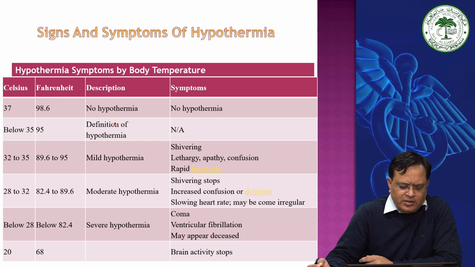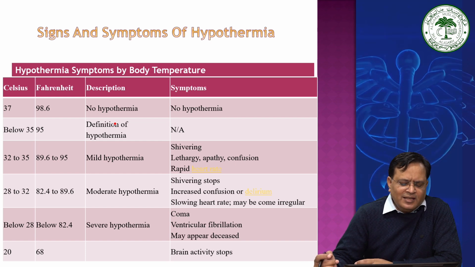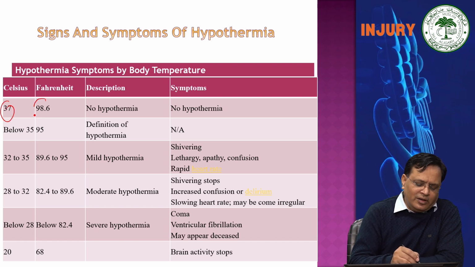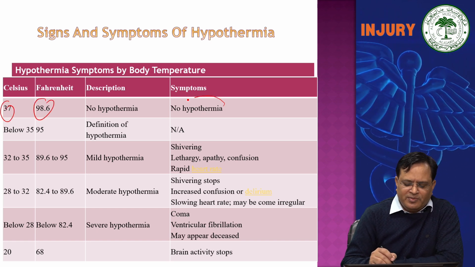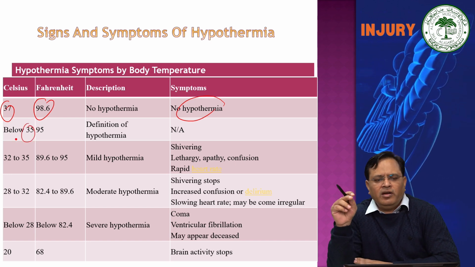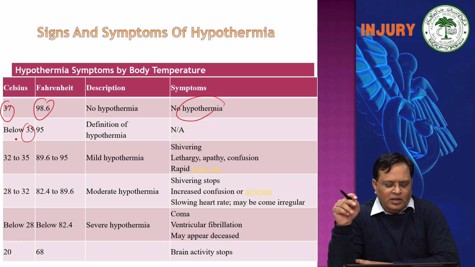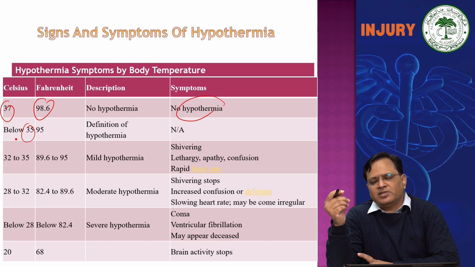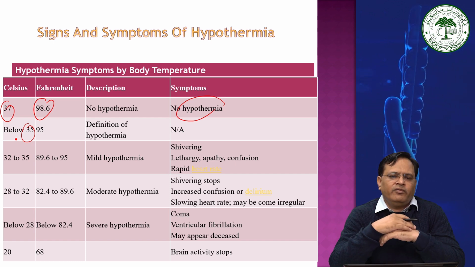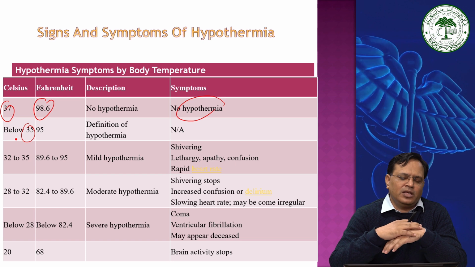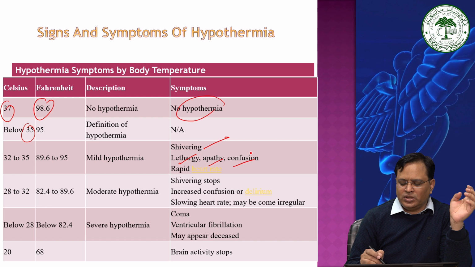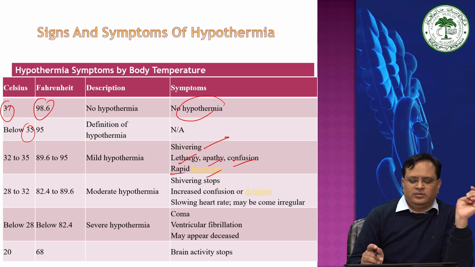There are different conditions which we will be discussing, the signs and symptoms of hypothermia. If it is 37 degrees centigrade, then no hypothermia, no symptoms. Below 35 is the point we consider for hypothermia. The definition of hypothermia is there, but generally no symptoms appear. Below 35 up to 32 degrees centigrade is mild hypothermia. Then we have symptoms: shivering, lethargy, apathy, confusion, rapid heart rate.